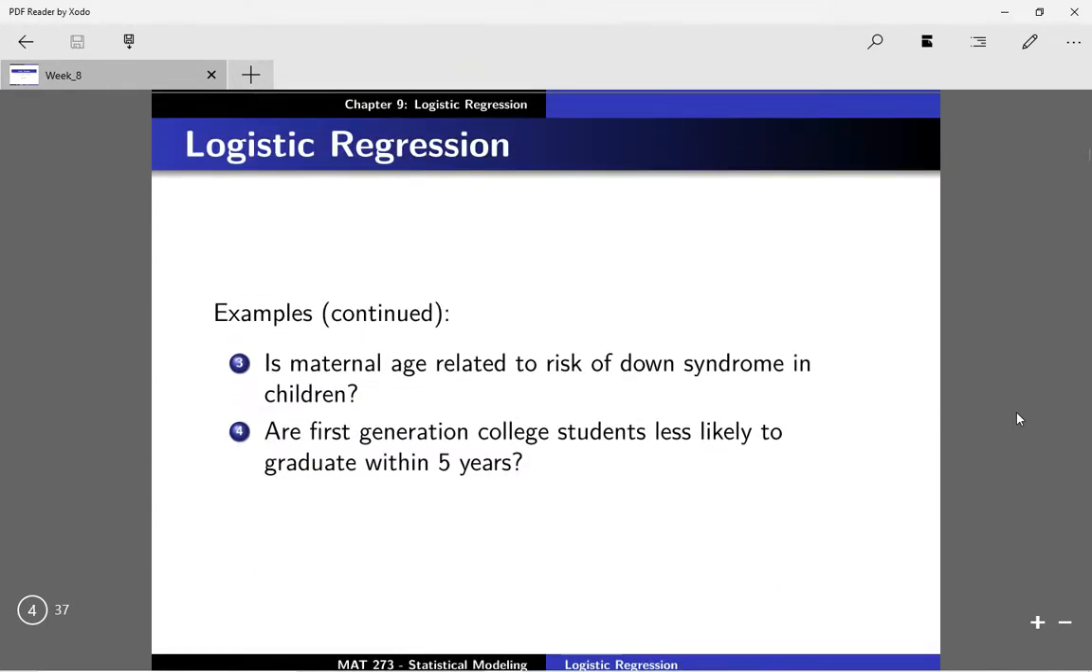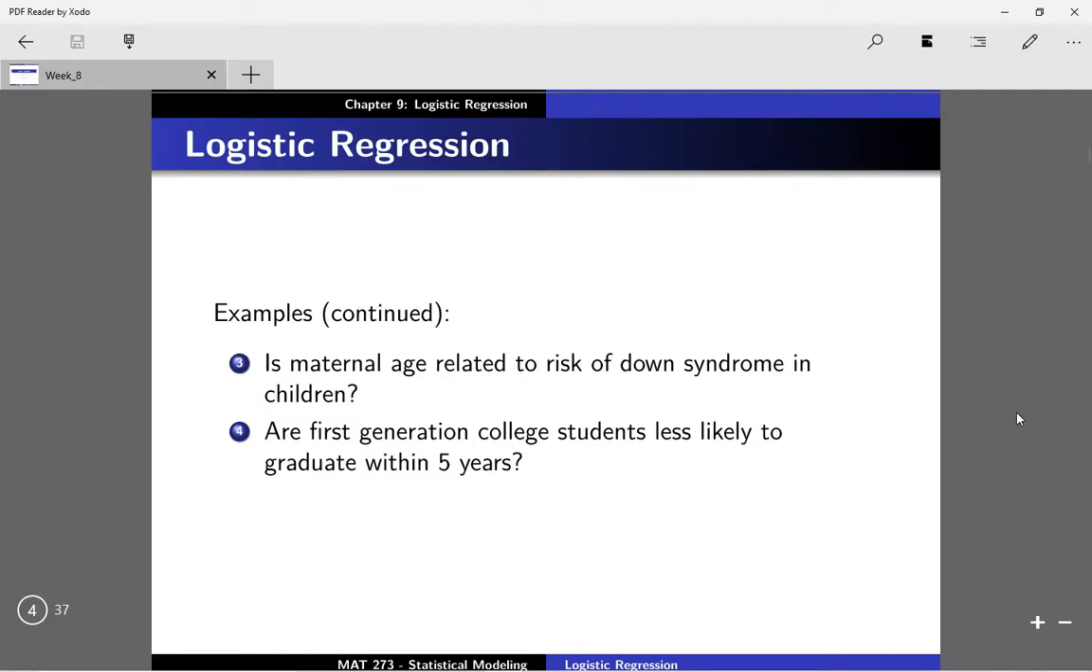And just to name a couple more examples, it might also be of interest to look at whether the risk of Down syndrome in a child is related to the maternal age, so the mother's age. I think it's a fairly well-known thing that the risk of Down syndrome is slightly higher as age increases for the mother. So this is something we could explore using a logistic regression model.